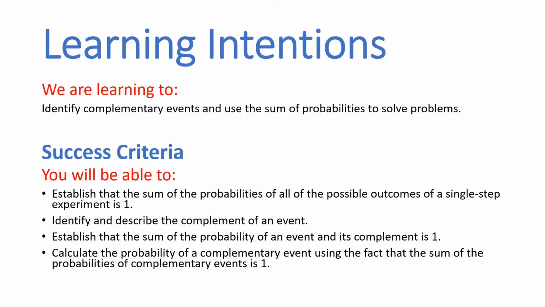Today's learning intentions are: we are learning to identify complementary events and use the sum of probabilities to solve problems. Our success criteria is you will be able to establish that the sum of the probabilities of all of the possible outcomes of a single-step experiment is 1. You will be able to identify and describe the complement of an event. You will be able to establish that the sum of the probabilities of an event and its complement is 1. You will be able to calculate the probability of a complementary event using the fact that the sum of the probabilities of complementary events is 1.